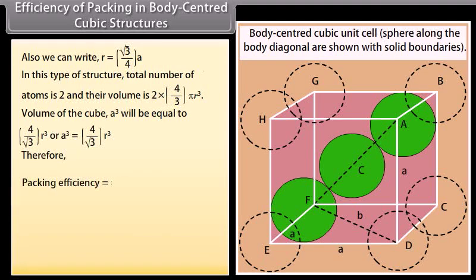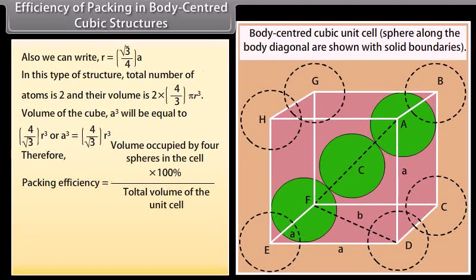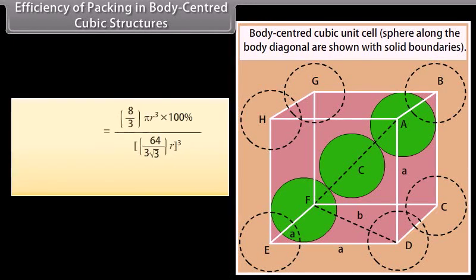Therefore, packing efficiency is equal to volume occupied by two spheres in the cell into 100 upon total volume of the unit cell, which is equal to 2 into 4/3 pi r cube into 100 upon (4 upon square root 3 r) cube, which is equal to 8/3 pi r cube into 100 upon 64/(3 into square root 3) r cube, which is equal to 68%.